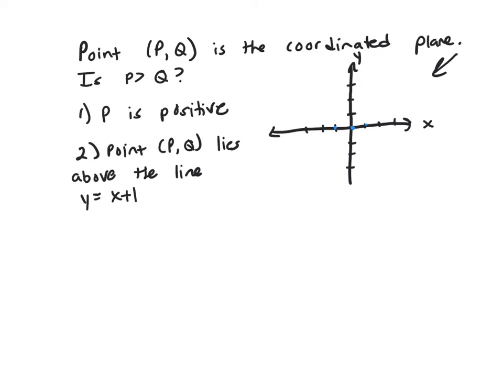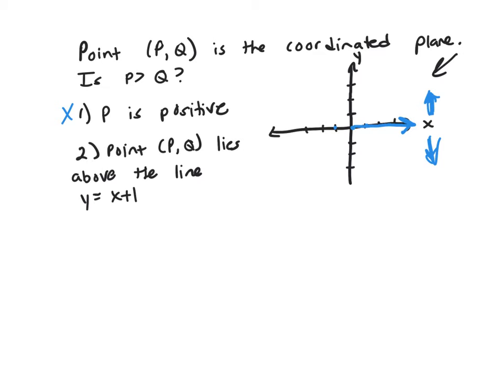So P is positive. This P is your x coordinate, okay? Anytime x is positive, you are going in this direction, okay? Now, if y is positive, you'd go up. If y is negative, you go down. So is P greater than Q? I don't know, because Q, which is your y, might be up here where it would be positive, or it might be down here where it's negative. So clue 1 does not work by itself.